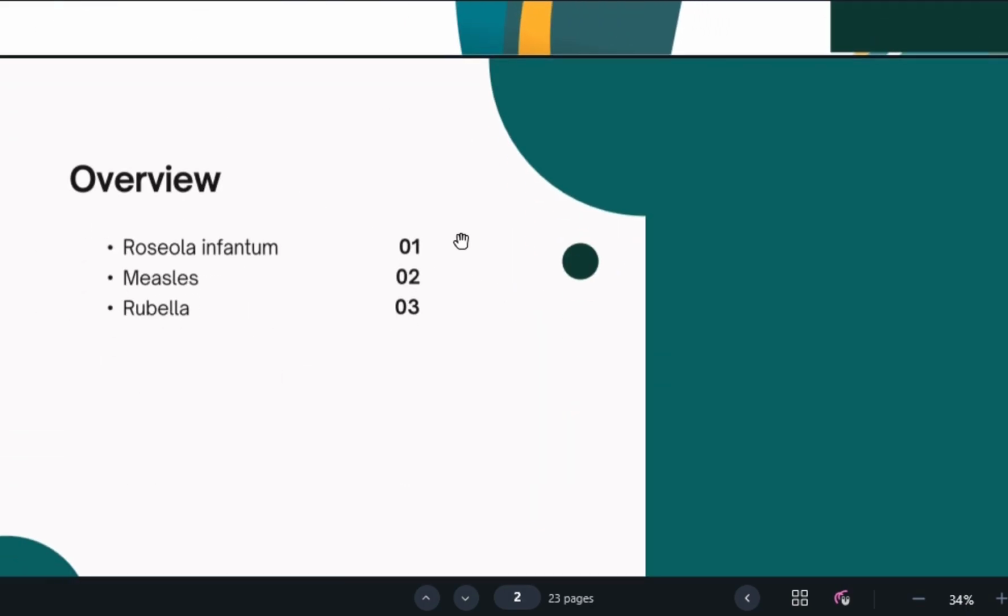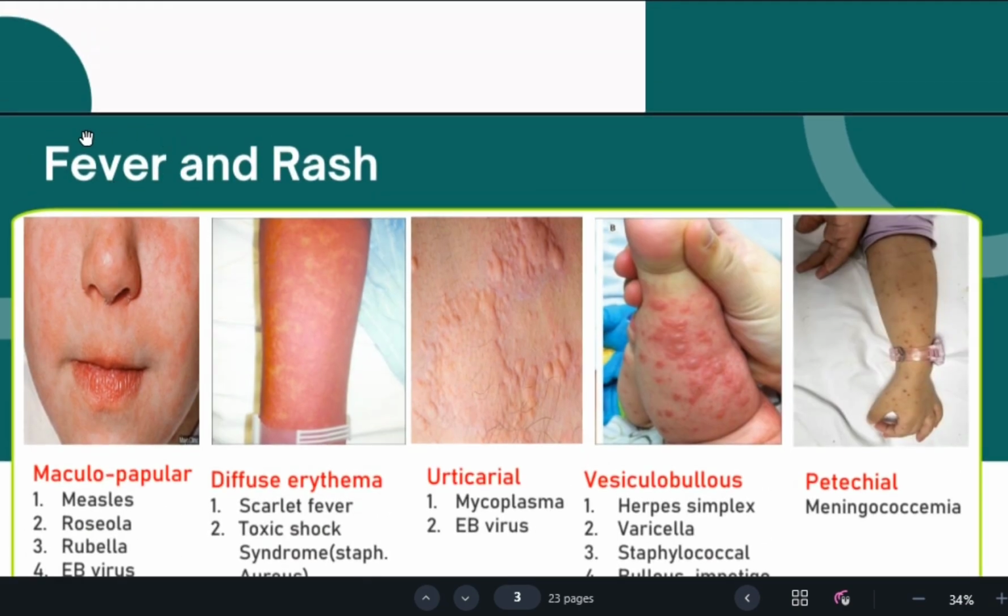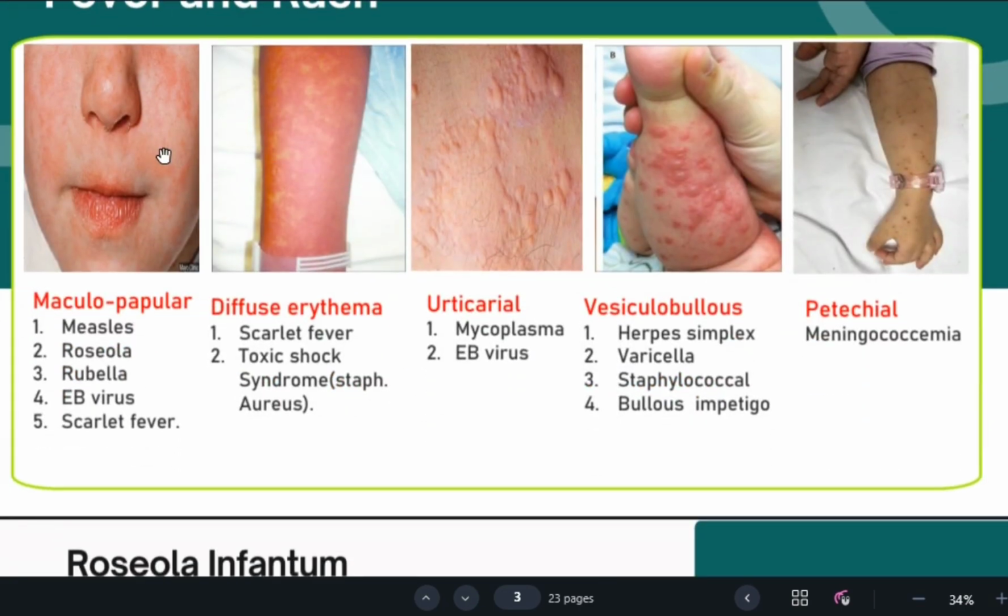We will discuss in this lecture Roseola infantum, measles, and rubella. These three diseases have a shared presentation, which is fever and rash. We know the fever is elevated body temperature, but we need to know the type of rash to know the disease that we are dealing with.